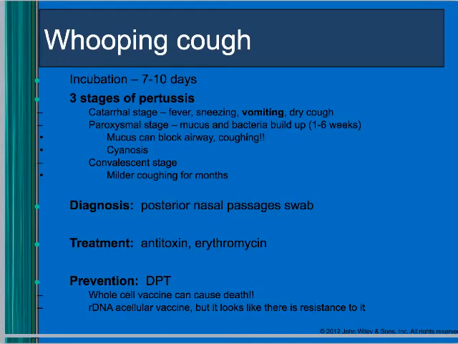Okay, so there's 3 stages of pertussis, of whooping cough. The first one is catarrhal. So they have a fever, sneezing, they're coughing and coughing and coughing and throwing up. The paroxysmal stage starts after a week or so, and the mucus and the bacteria start building up in their lungs, and they're just coughing, and it sounds like an awful kind of whoop.